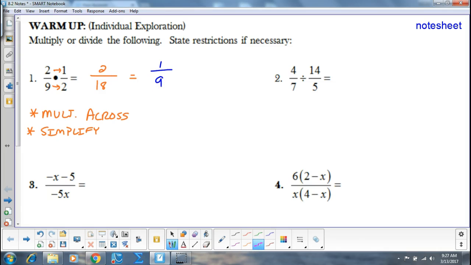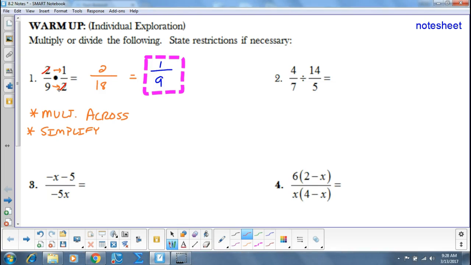What if I don't like doing it that way? What can I do? What if I don't like multiplying first? Could I simplify first? Because 2 divided by 2 leaves me with 1/9. Okay? So these steps can be reversed. We could simplify first and then multiply straight across.